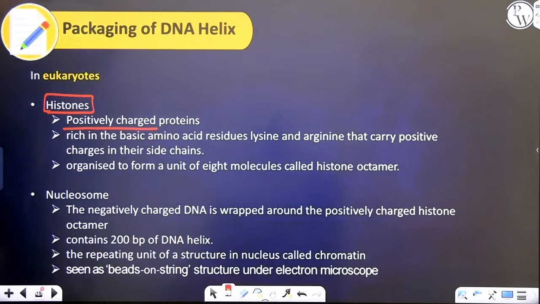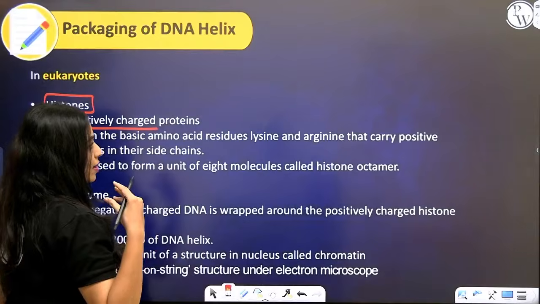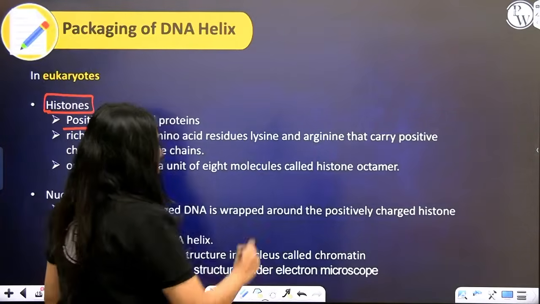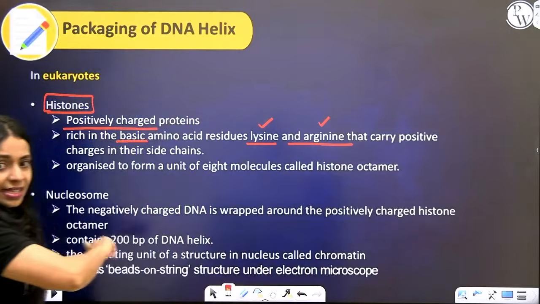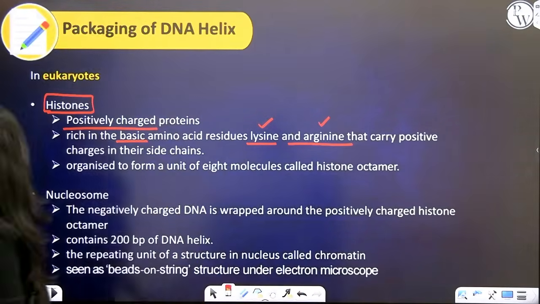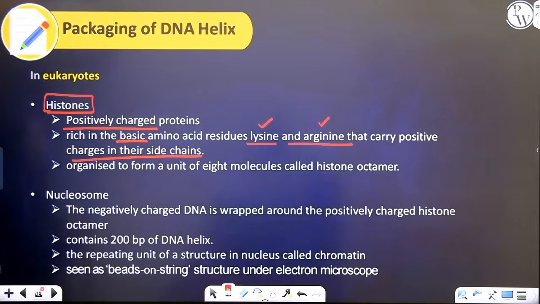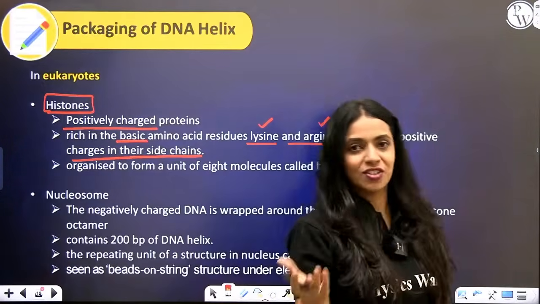What gives proteins their positive charge? They get it from their amino acids. These histone proteins are rich in amino acids that are basic in nature, such as lysine and arginine. These amino acids carry a positive charge in their side chain. Therefore, the overall protein will be positively charged and basic in nature.